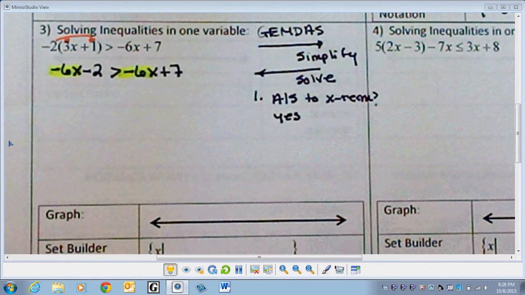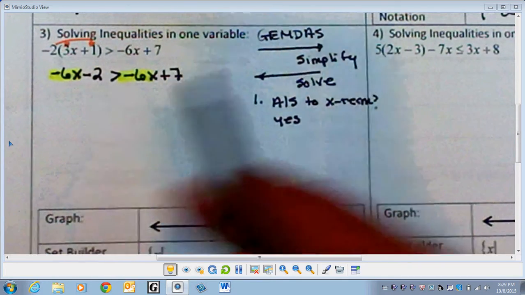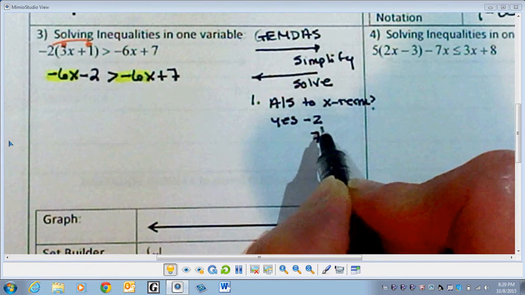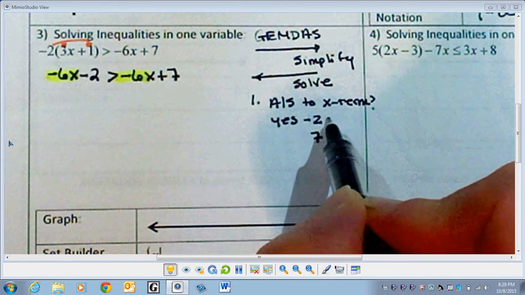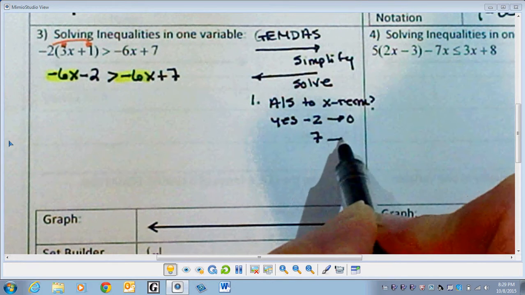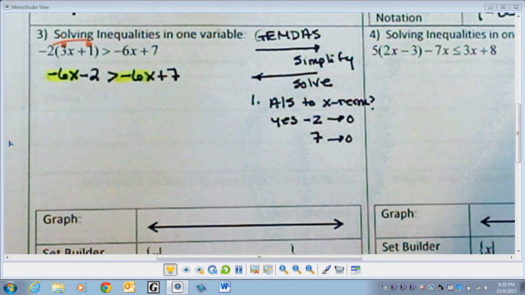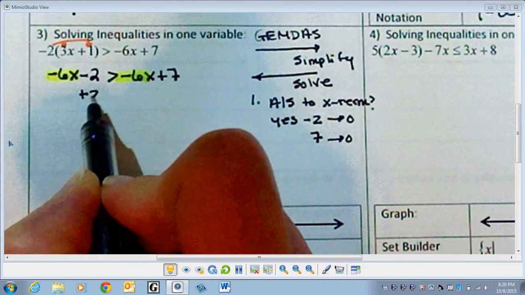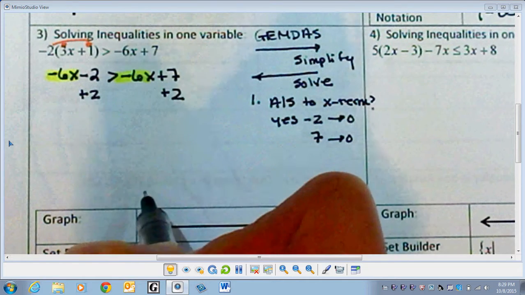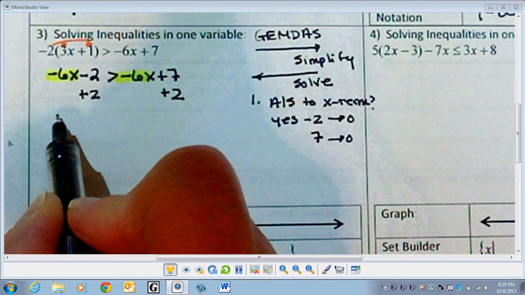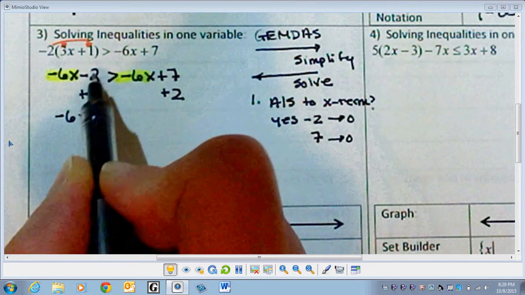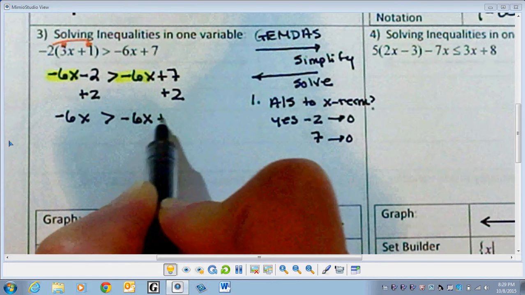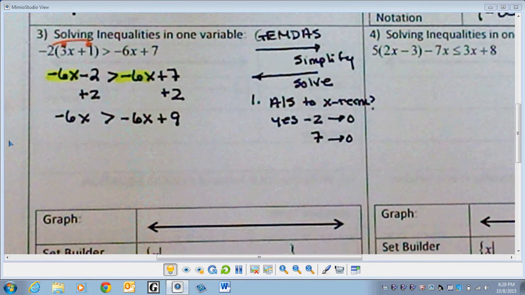Okay? So on one side, I have a -2, and on the other side I have a 7. So one of these is going to need to become a 0, because if something's being added or subtracted, I want to turn it into a 0. Let's go ahead and get rid of this -2. So I'm going to add 2 to both sides of the inequality. So that gives me -6x, that becomes a 0, so I don't need to write it down, is greater than -6x plus 9.